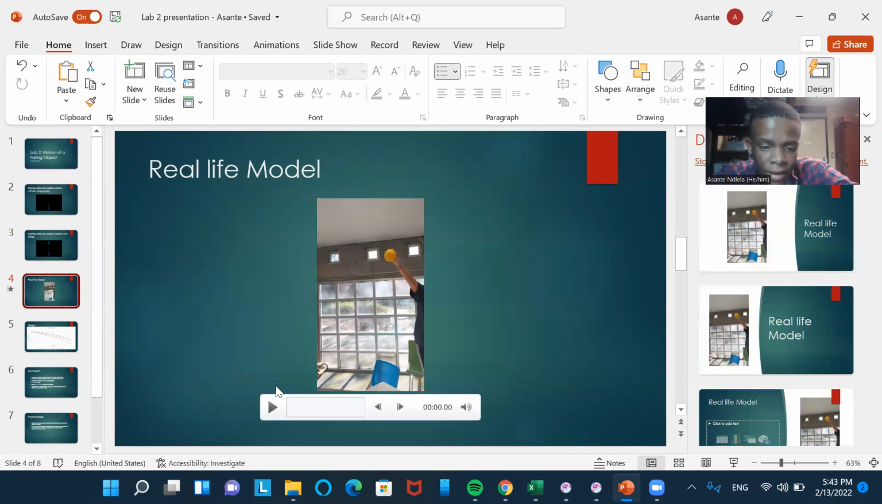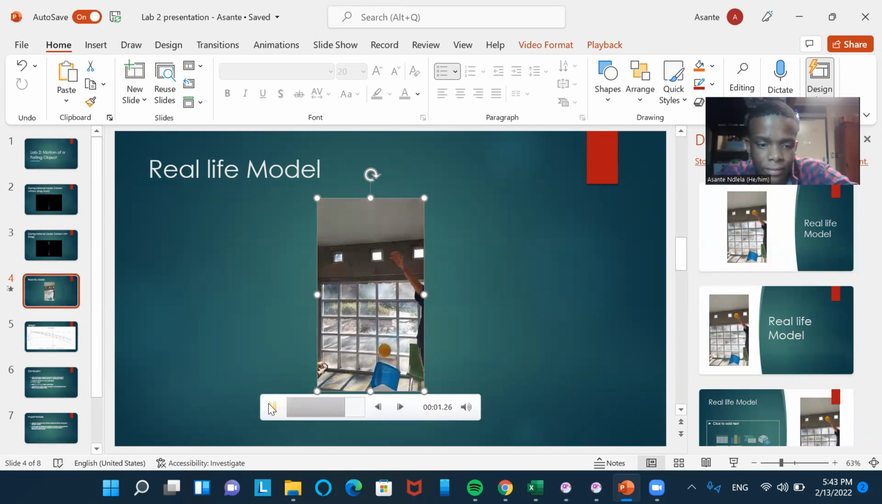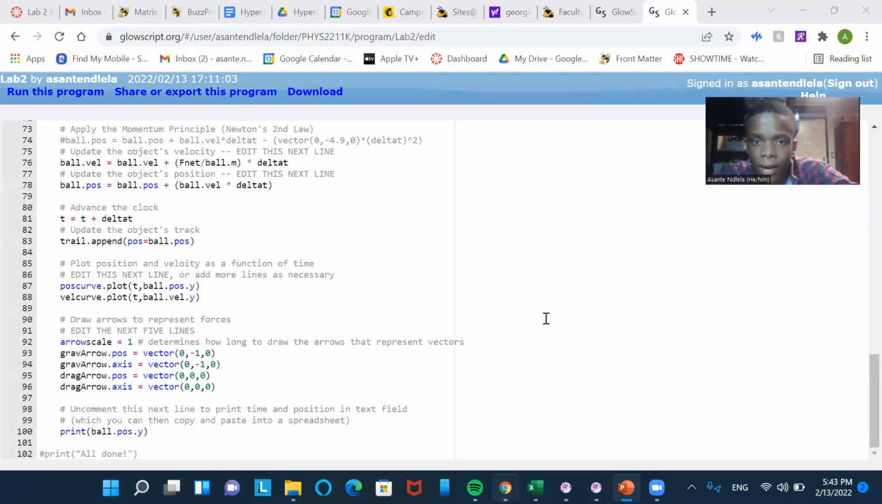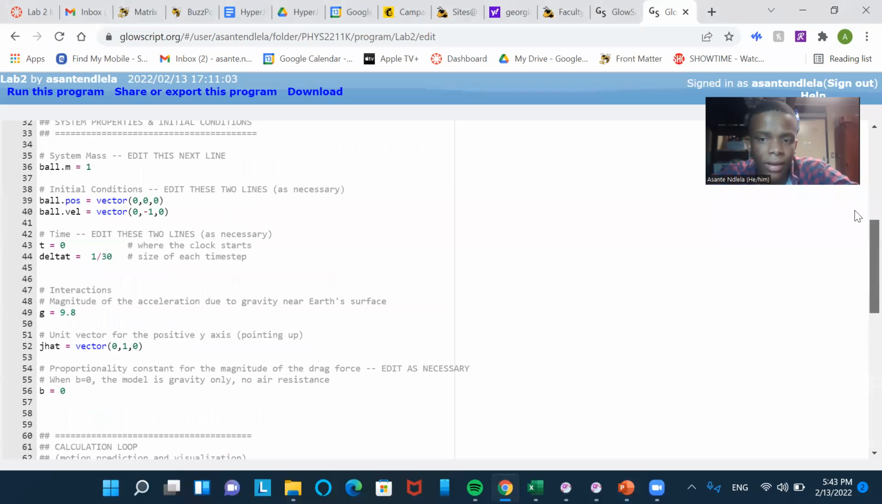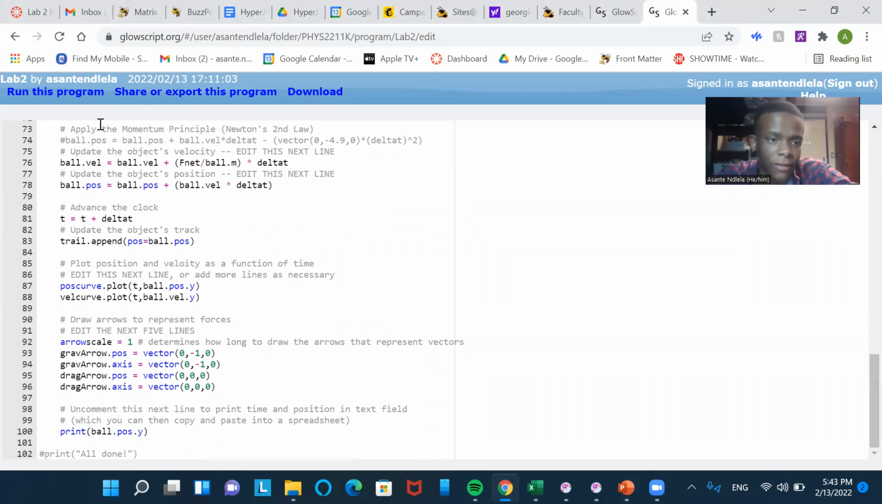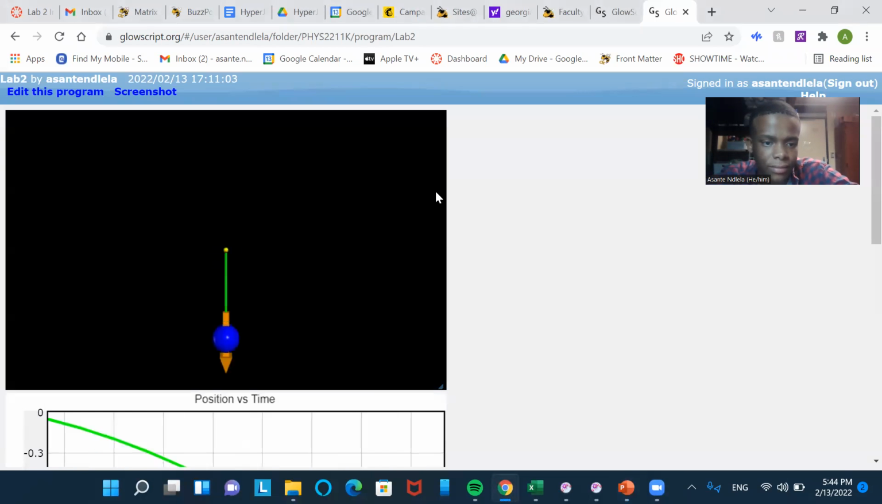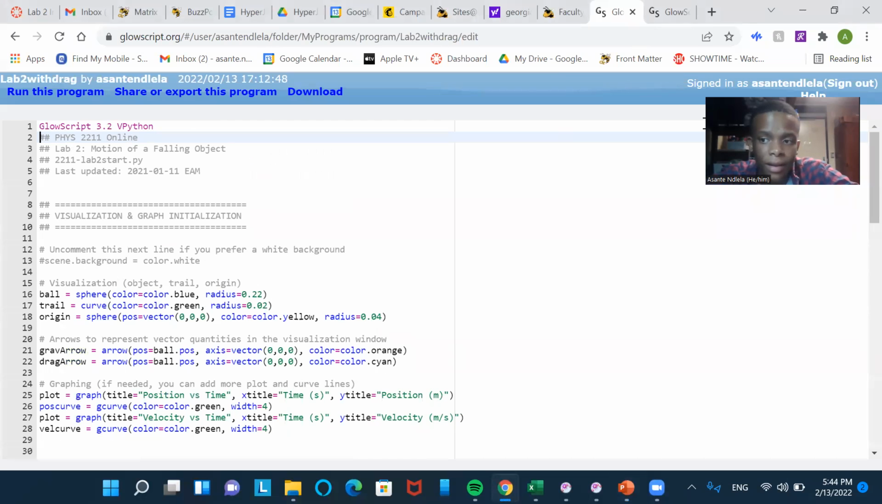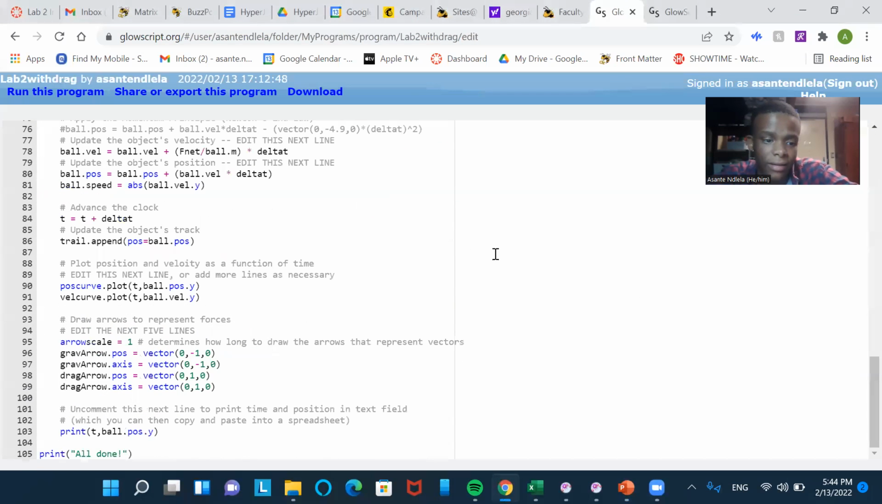Here's the real life model I made of a ball falling. And then here is the code I made to produce the computational models. This one is for motion without a drag force. And then this is the code I used to make the model for motion with a drag force.